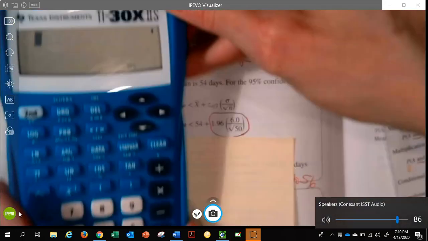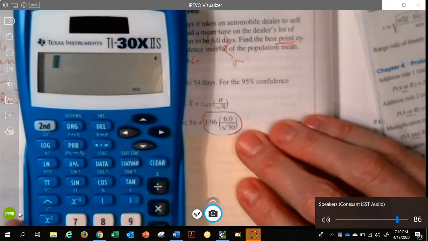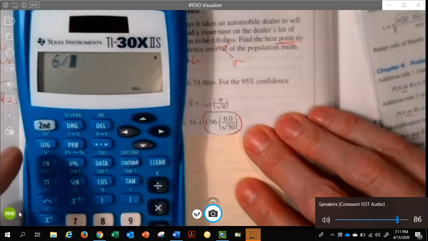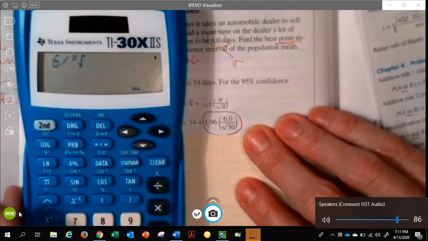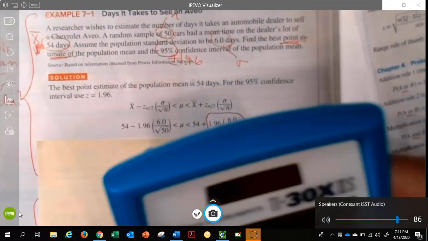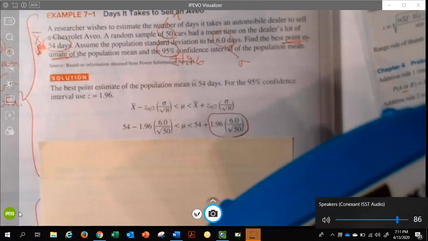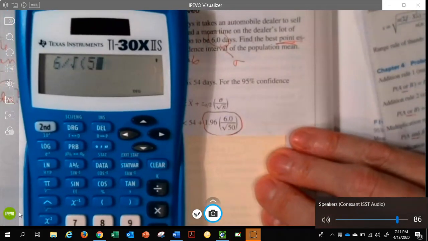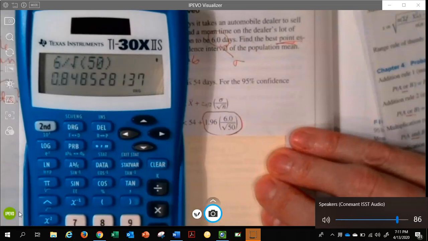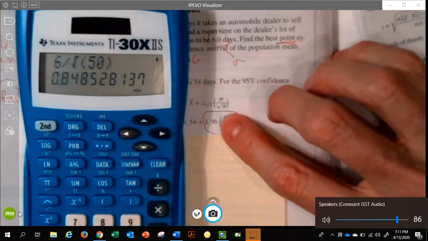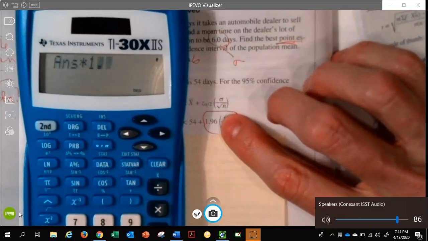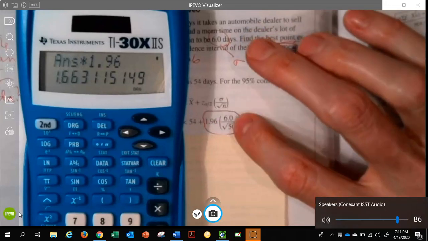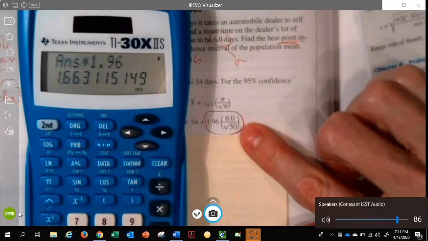When I grab my calculator, I like to outsmart the calculator, so I'm going to start at the back: clear, clear, clear. 6 divided by square root of 50, close that off and hit equals. So that's my 6 divided by square root of 50. I need to multiply it times 1.96 and hit equals. You don't have to do what I'm doing. You can plug it in straight, but I just go backwards and like to outsmart the calculator.